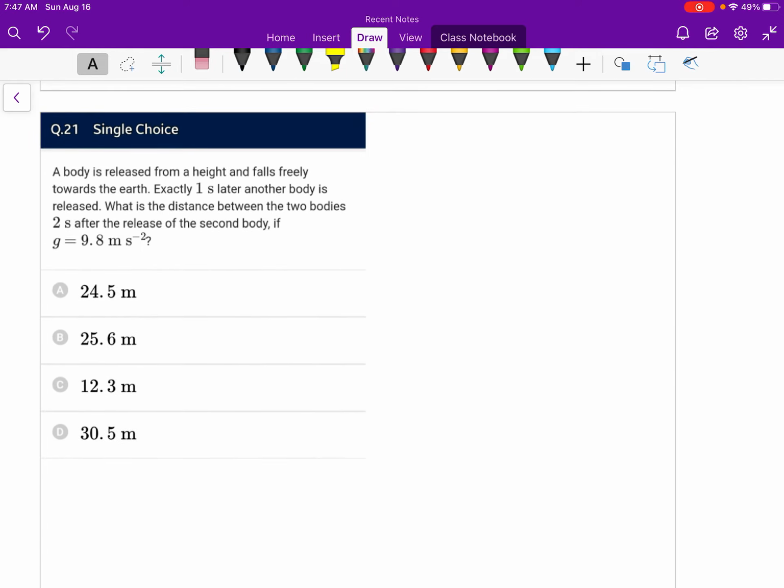A body is released from a height and falls freely towards Earth. Exactly 1 second later, another body is released. What is the distance between the two bodies 2 seconds after the release of the second body? So the second body travels for 2 seconds starting from rest, and the first body travels for 3 seconds starting from rest.